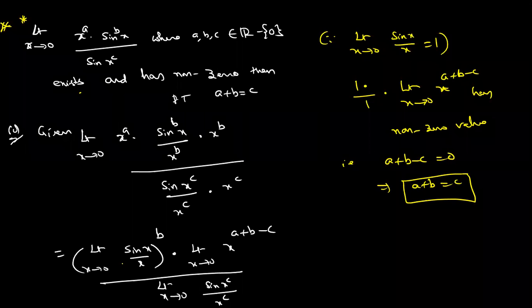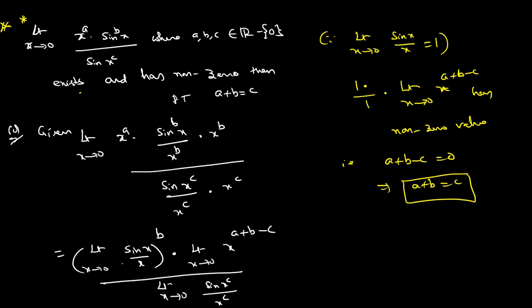What to do here actually? Multiply and divide with x power b. See carefully. Here also multiply and divide with x power c. So limit x tends to 0 of sin x by x, whole power b, into limit x tends to 0 of sin x power c by x power c, into the remaining part x power a plus b minus c.